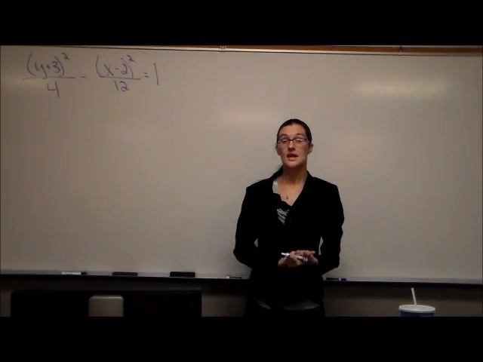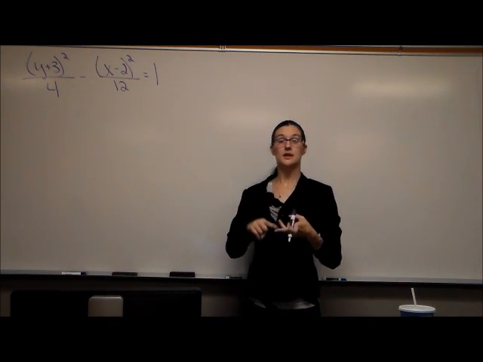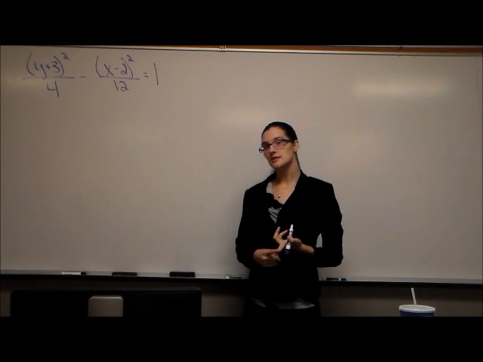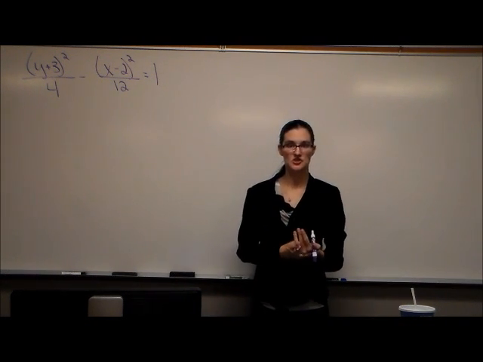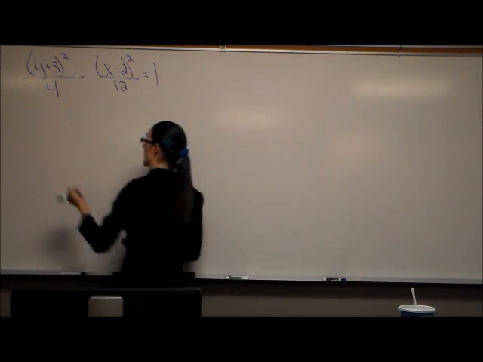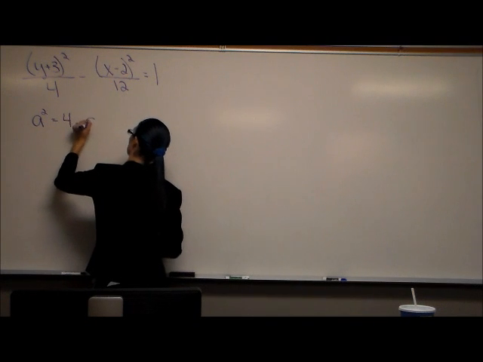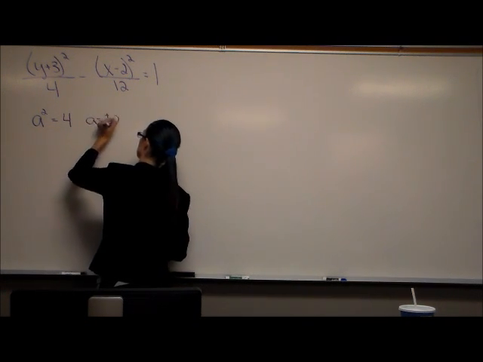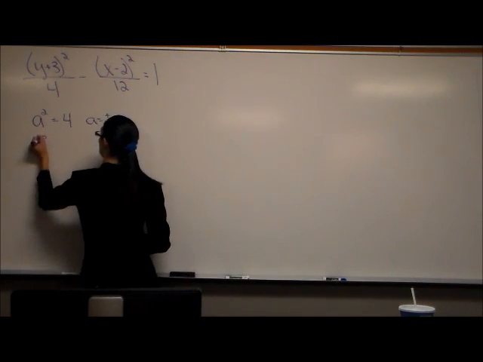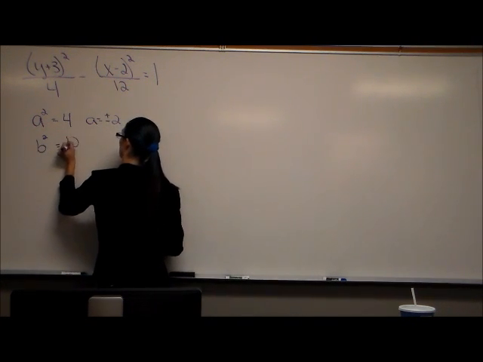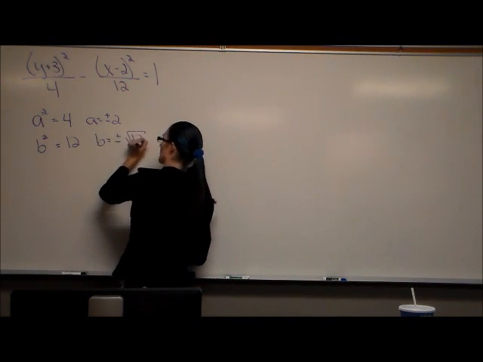Okay. So now we need to get into the graphing process of it. We need to find A, we need to find B, we need to find C. We need the length of the latus rectum, make our rectangle, draw our asymptotes, and then finally draw our graph. So we can figure out A. We know A squared is 4, so A equals plus or minus 2. We can figure out B. B squared equals 12, so B would equal plus or minus the square root of 12.